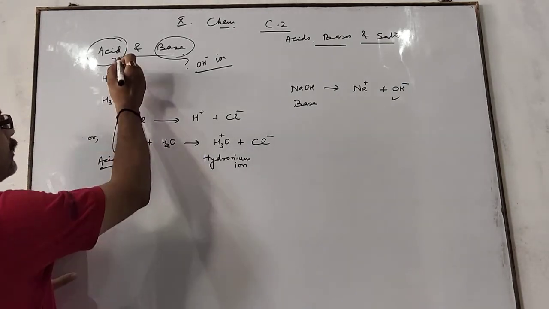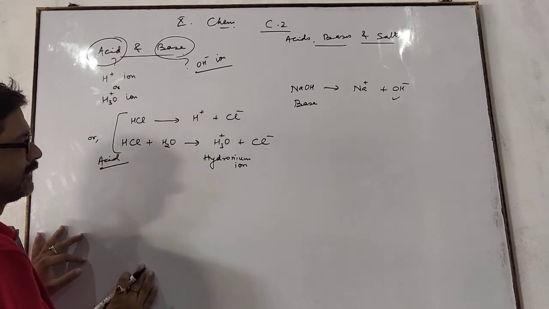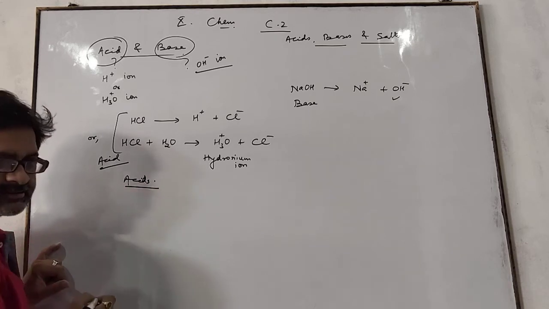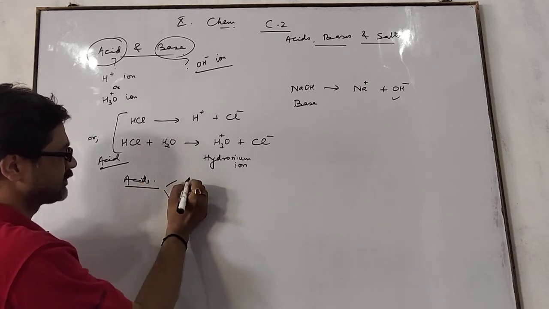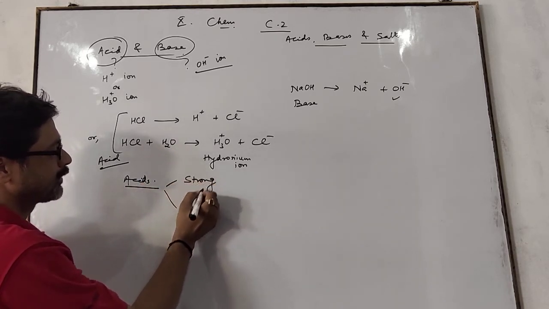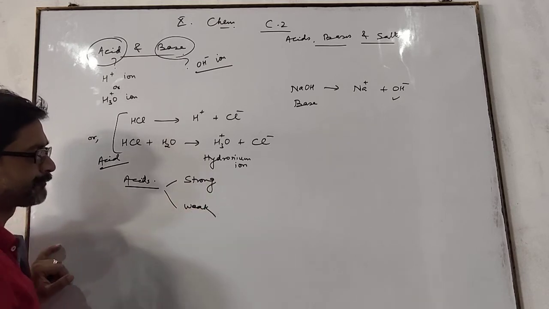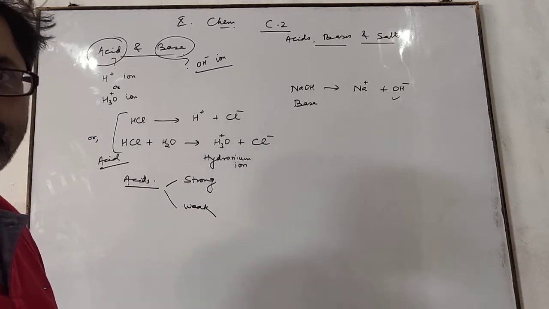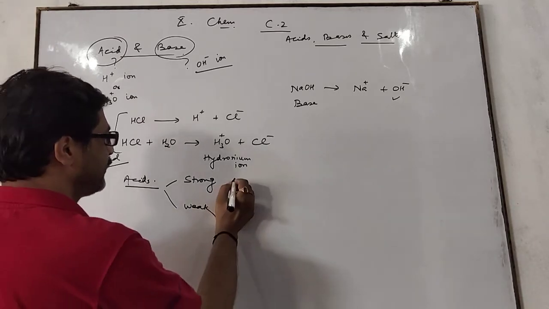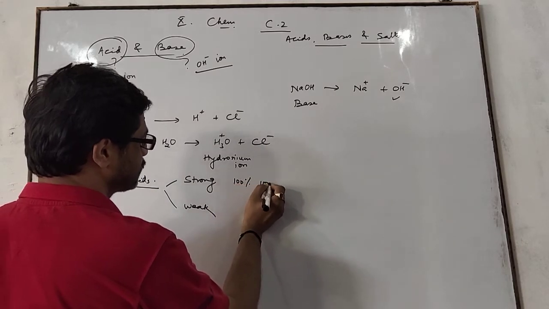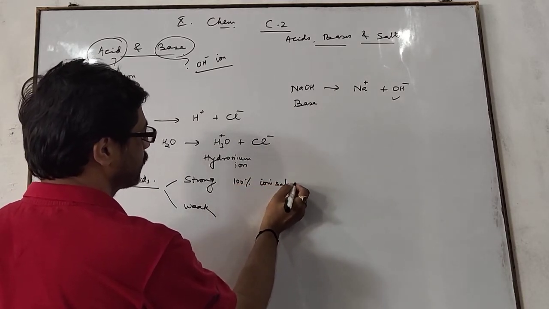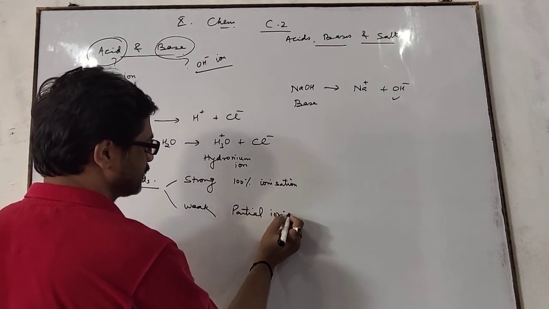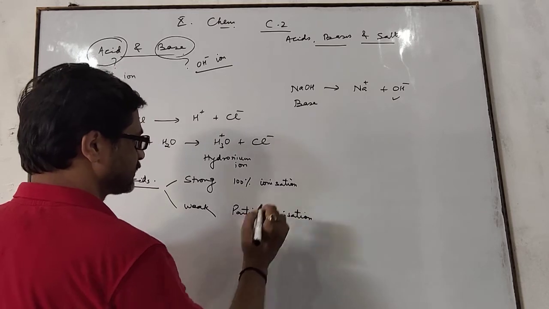Then how are acids classified? Acids can be classified in many ways. You can divide acids into two groups: strong acids and weak acids. Strong acids are those acids which are completely ionized in water, which show 100% ionization, and the acids which show partial ionization are weak acids.